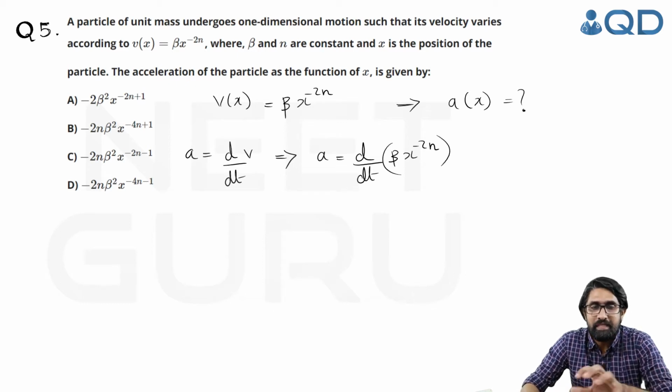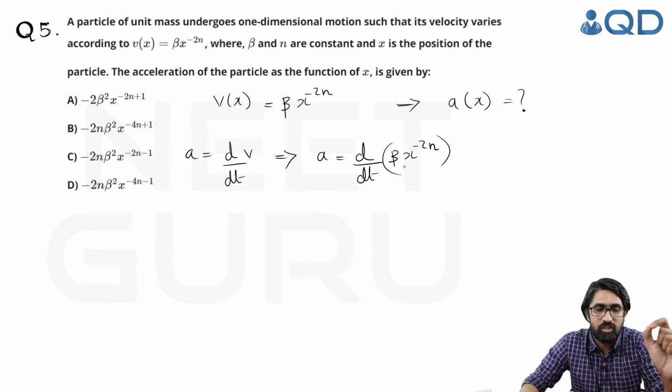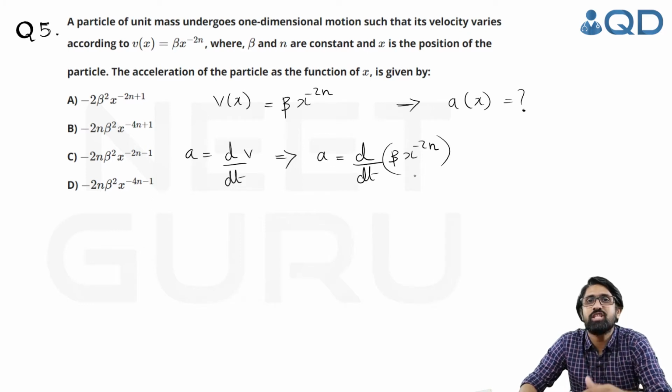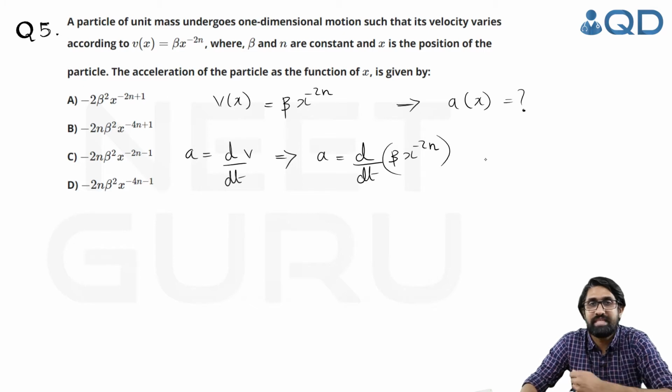Now, this is where this question becomes different from such similar questions. And that is because here, if velocity was given as a function of time, we could easily take the derivative of that function with respect to time and get to the answer. But here, velocity is given as a function of position or x. So we need to take the derivative of a function of x with respect to time. And that is where we'll have to use the chain rule. We'll see how that is being done.